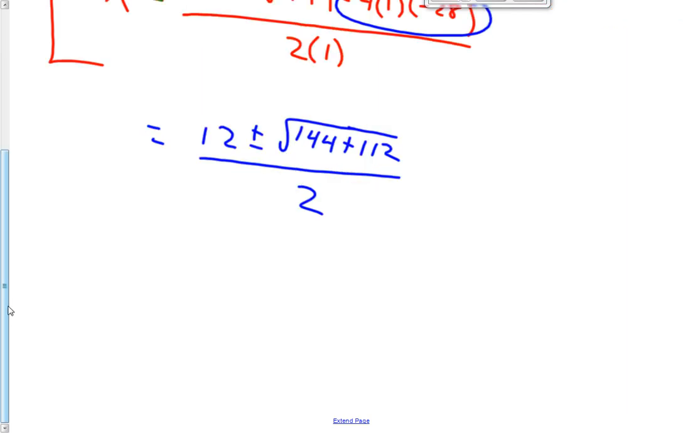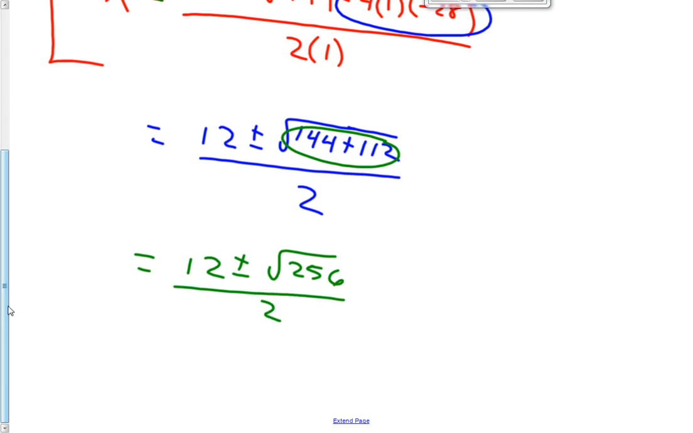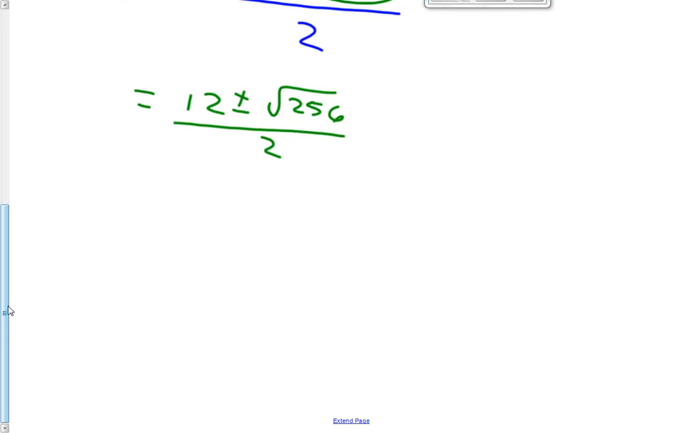Continuing to simplify the radical, I'm going to add these two together. So 144 plus 112 is 256. So I get 12 plus or minus the square root of 256, all of that divided by 2. So the square root of 256 is 16. So as I continue simplifying, 12 plus or minus 16, all of that divided by 2.